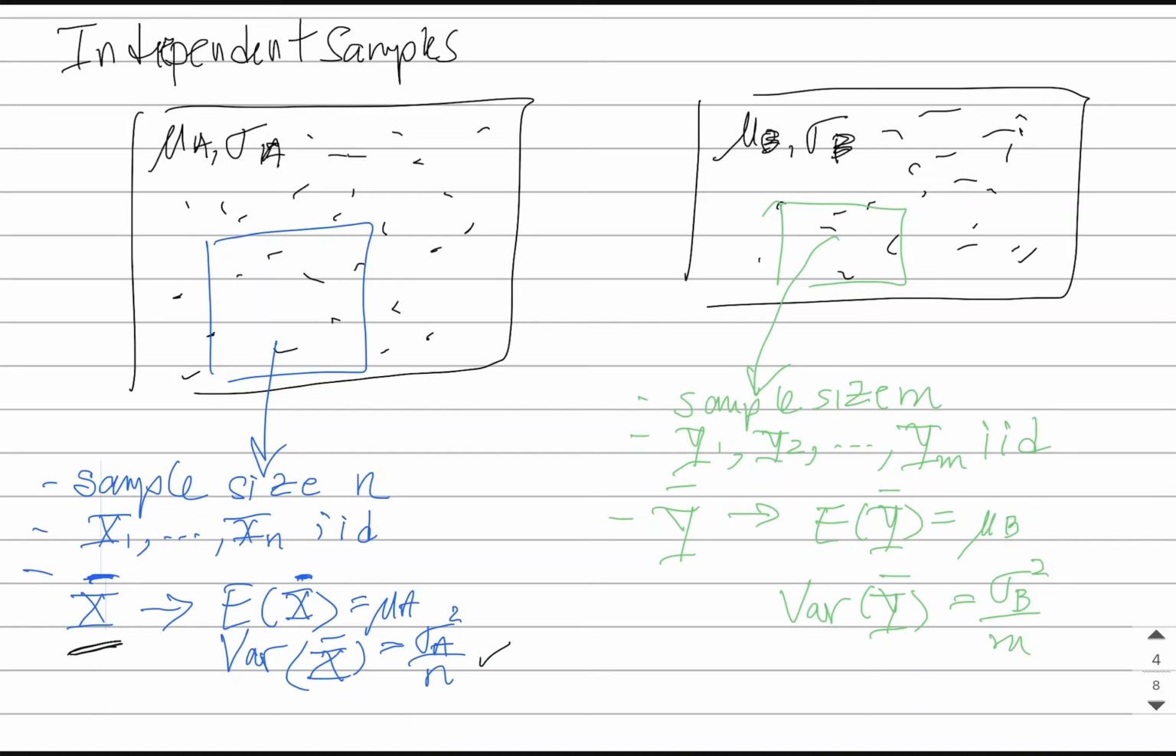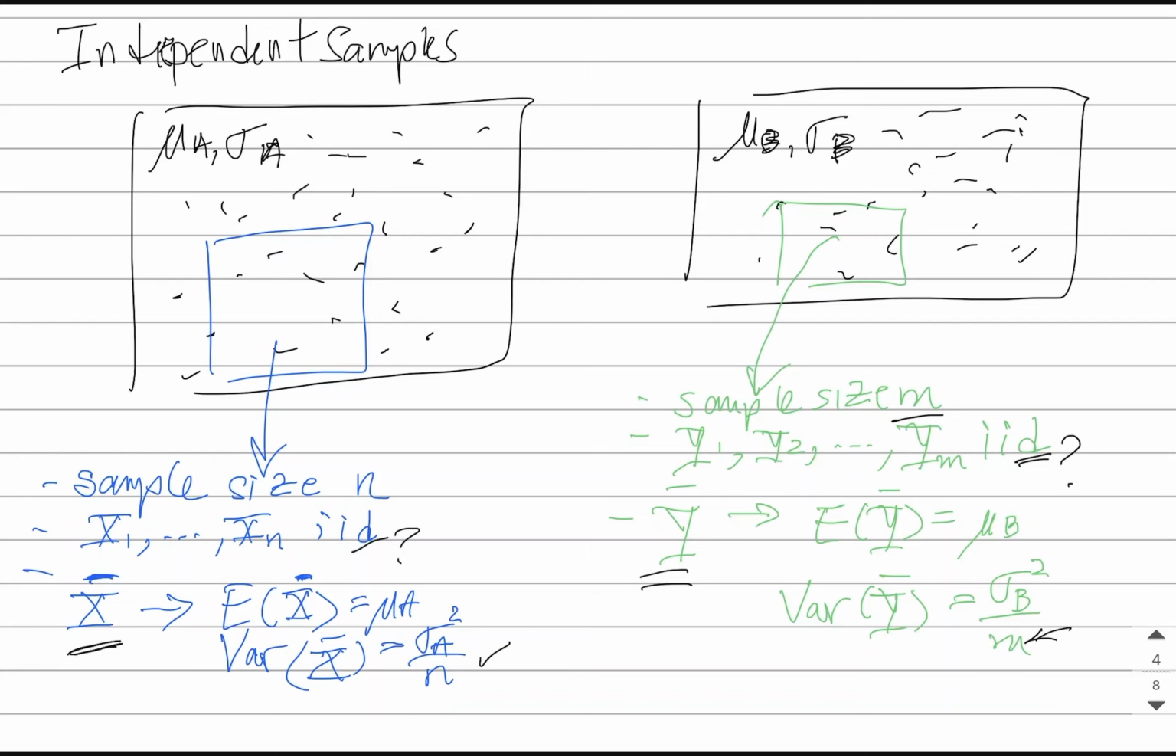Now, in the second population, we'll do the same thing. We'll take a sample of size m. We'll take independent random variables, identically distributed. And again, we don't know what the distribution is, but it's irrelevant. We will form the estimator y bar, and its expected value will be mu B. Its variance will also be scaled accordingly.